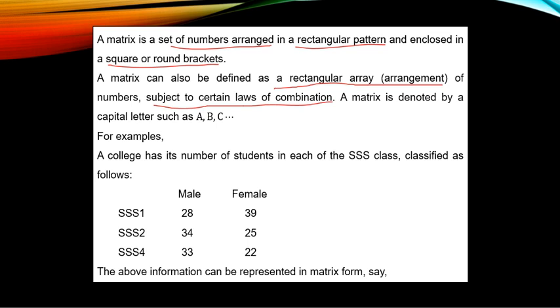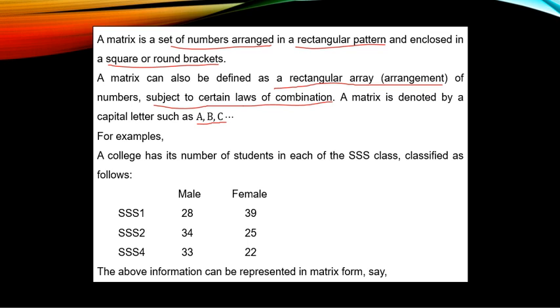A matrix is denoted by a capital letter such as A, B, C. What this means is that every matrix has a name, and the name is any letter of the alphabet, the uppercase precisely. That is the name of a matrix.